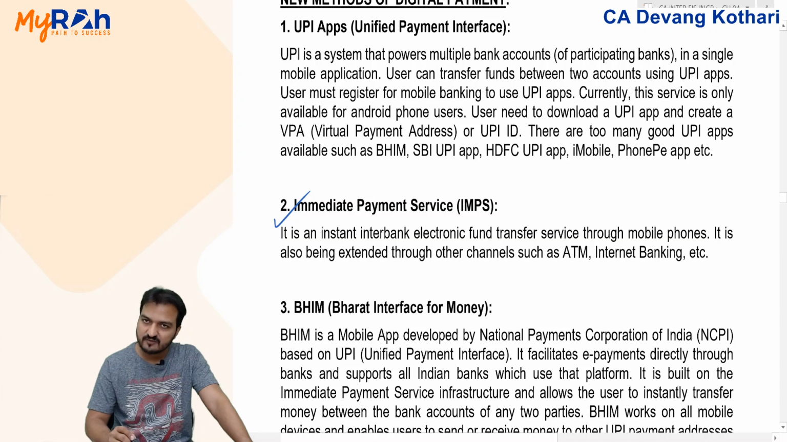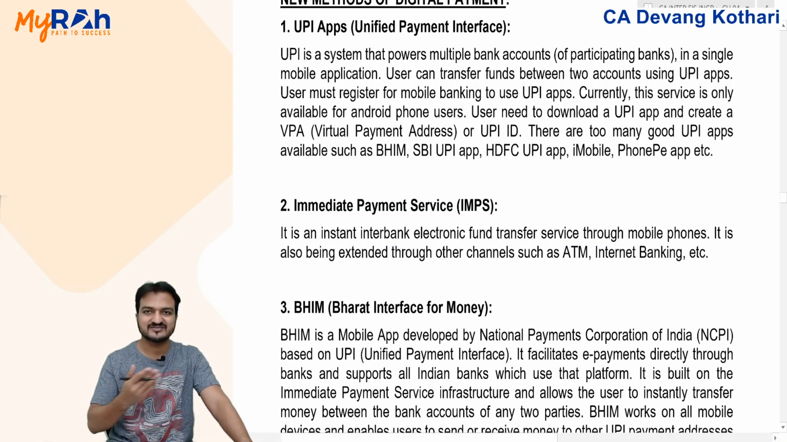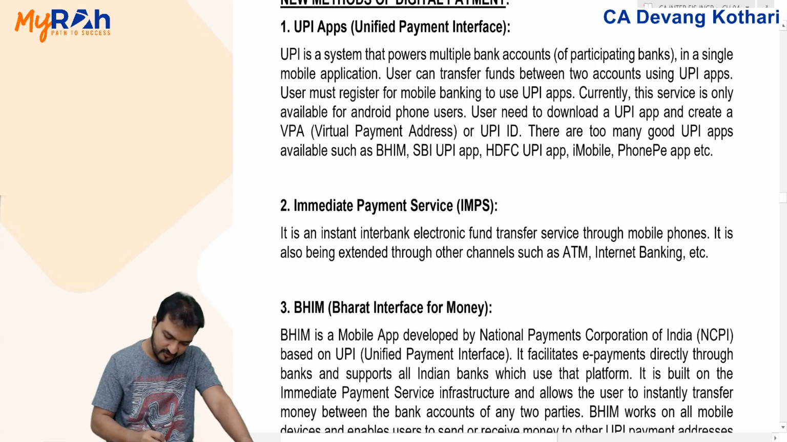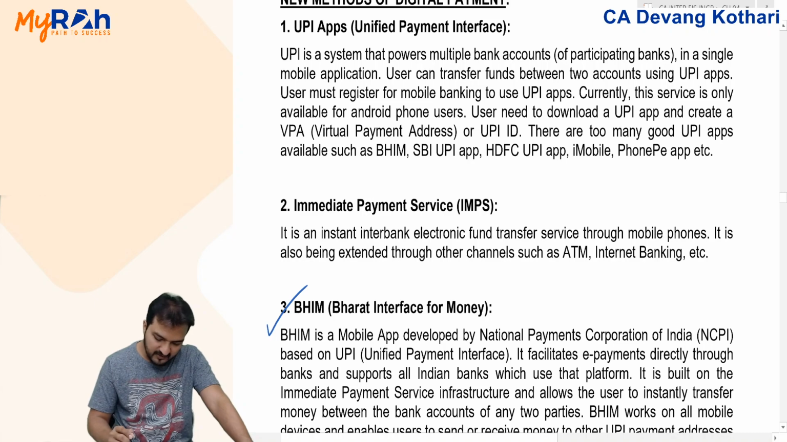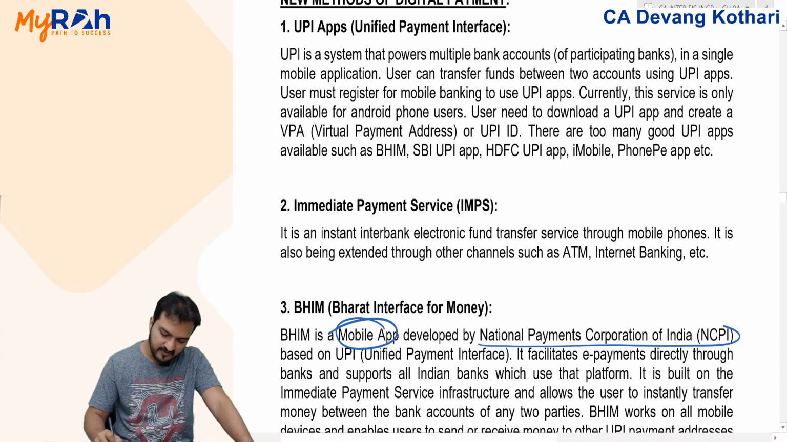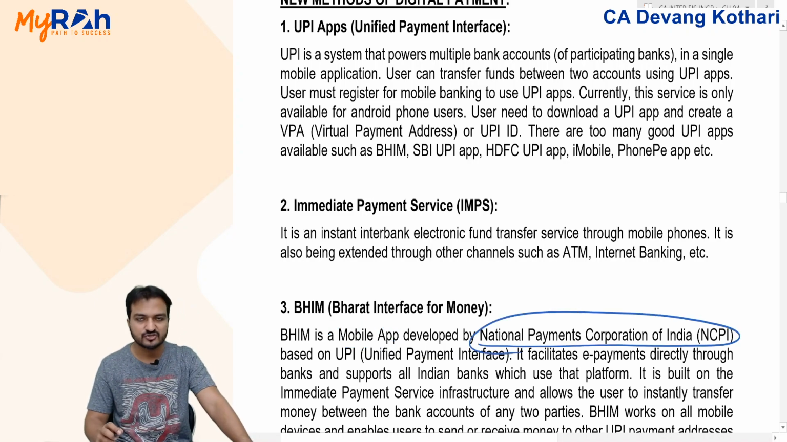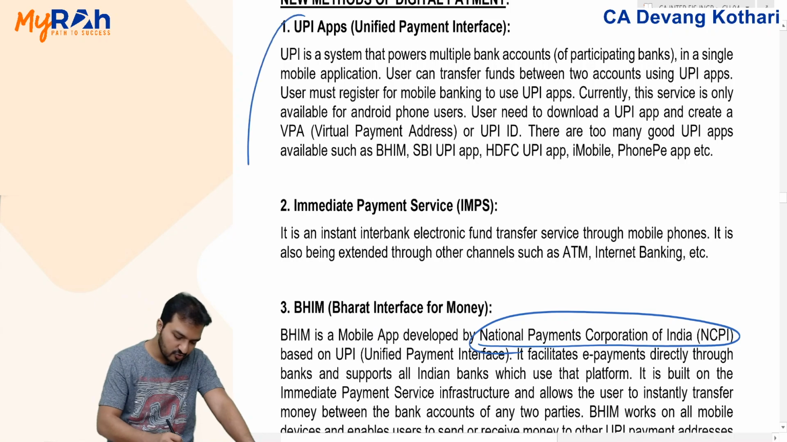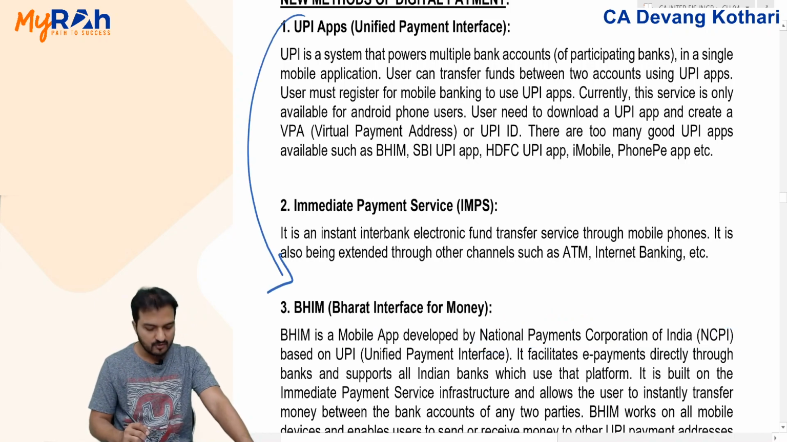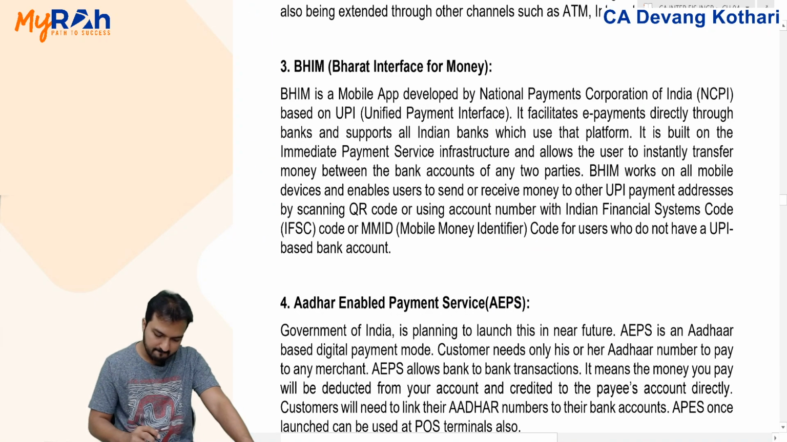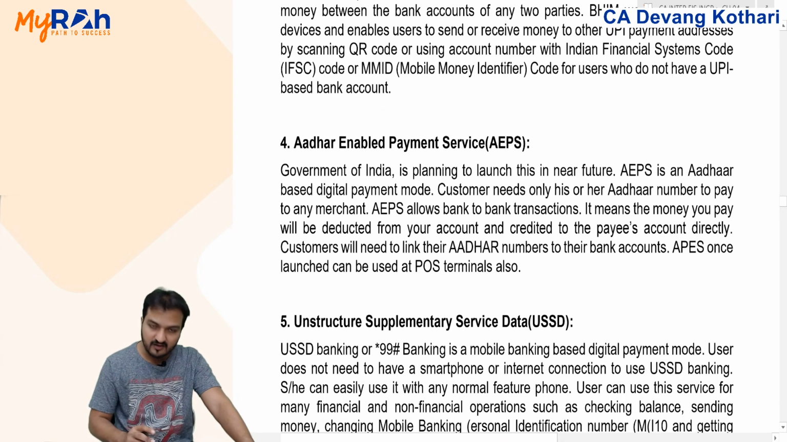IMPS is Immediate Payment Service. It is like the next version of RTGS and NEFT. Immediate payment can happen from my account to your account. BHIM is basically a mobile app made by the government of India, made by NPCI, the National Payments Corporation of India, and it is basically a UPI app. It is an example of a UPI app which generally nobody uses because there are better UPI apps.